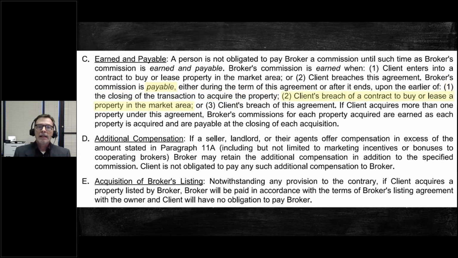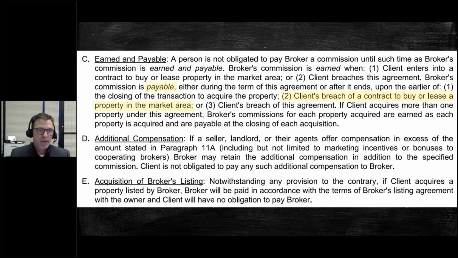Second, the client's breach of a contract to buy or lease a property in the market area. So the client has entered into a contract to buy property in the market area, so the broker's commission is earned, but then the client, without justification, breaches that contract to purchase. Well, according to this, at that point, the buyer becomes obligated to pay you, the buyer's agent, whatever is agreed in paragraph 11A. So in case of this example, 3%.